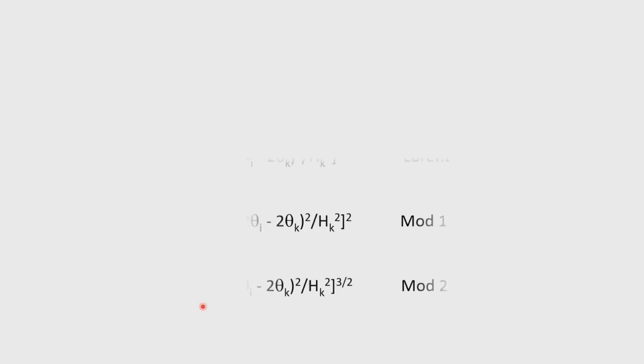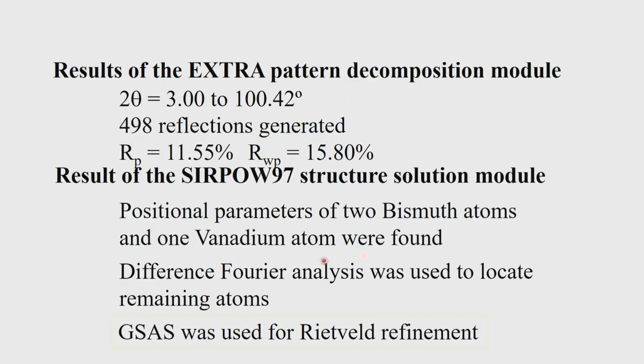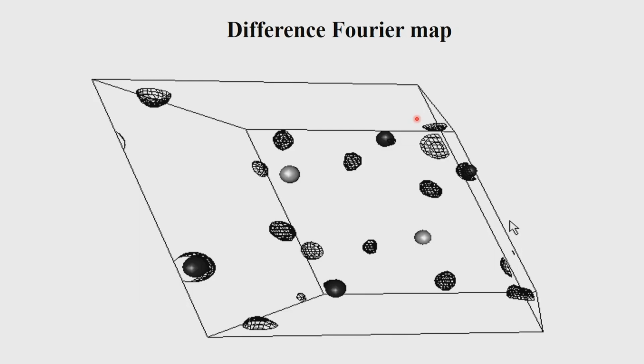So, if we have done that exercise, we will end up getting 498 reflections. So, it is as though you have a single crystal data now which has given us 498 reflections. Then you calculate the profile R, the R factor associated with the profile. How do you do that? The R factor that is associated with the profile can be obtained in the following way.